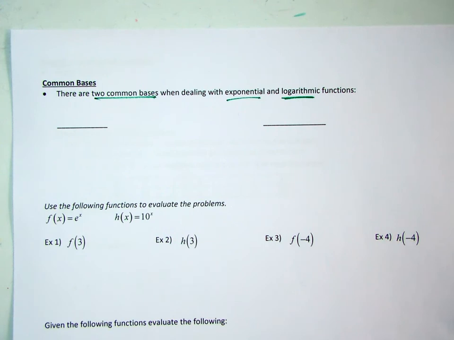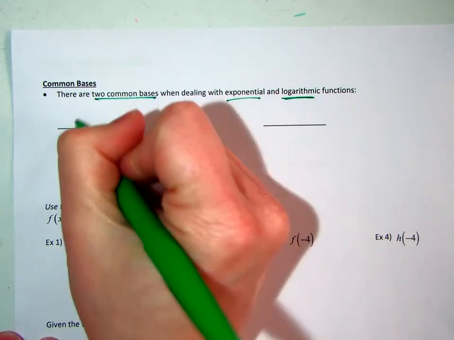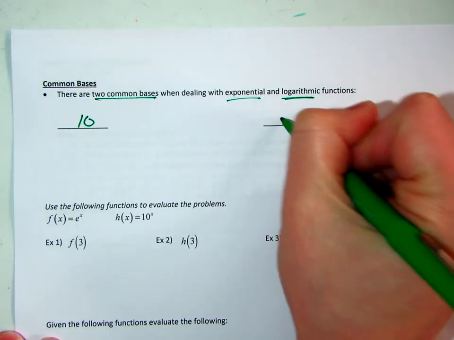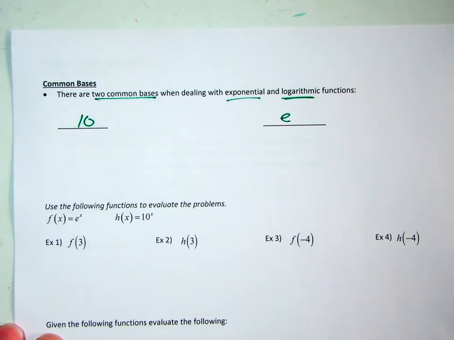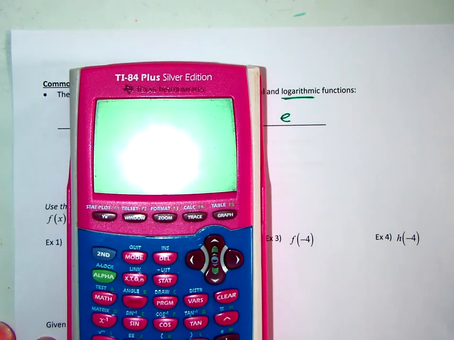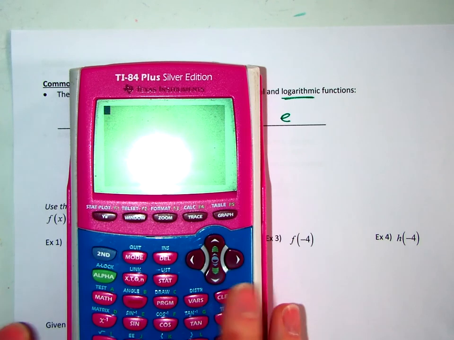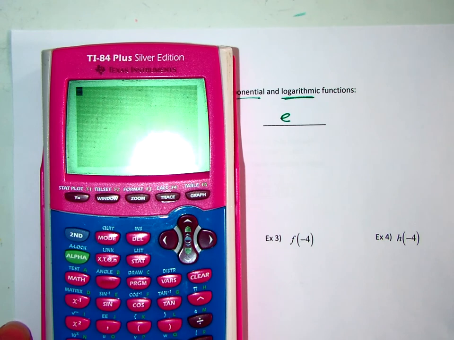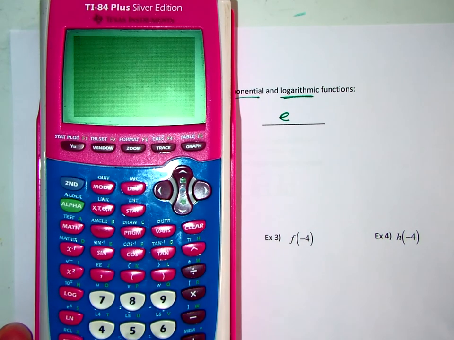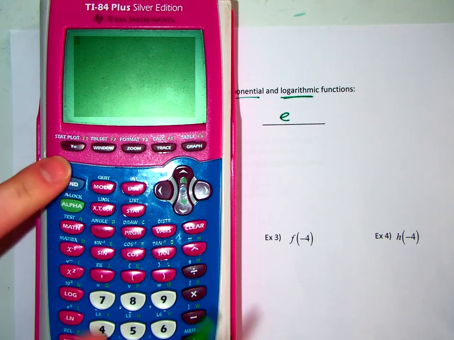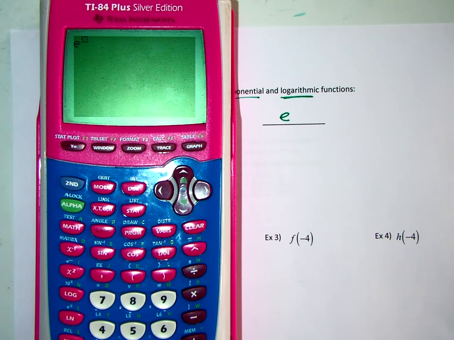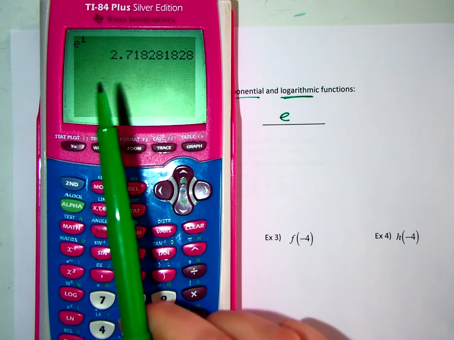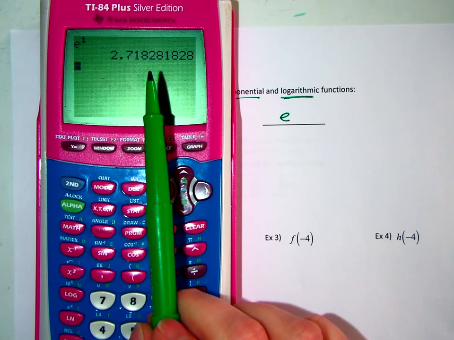Okay, so our two common bases are 10 and e. Now, if you don't know what e is, it kind of acts like pi in a way, where pi is a specific number, 3.14159, and so on and so forth. E acts in that same fashion. If you look down here on your calculator, there is actually an e right over this ln. It says e to the x. If you type in e to the 1st power so we can see what that number is, it is 2.71828.